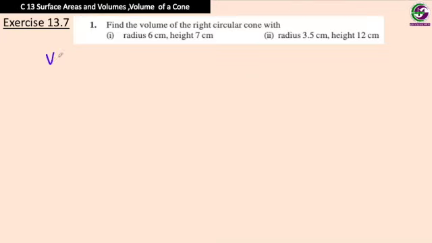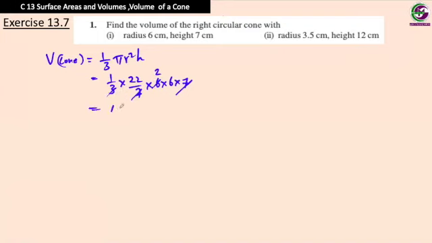So the volume of the cone is equal to 1/3 pi r square h, which is 1/3 times 22/7 times 6 times 6 times 7. We can simplify this now, which is equal to 44 multiplied by 6, which is 264 centimeter cube. Therefore, the volume of the given cone is 264 centimeter cube. Let's see the next one.